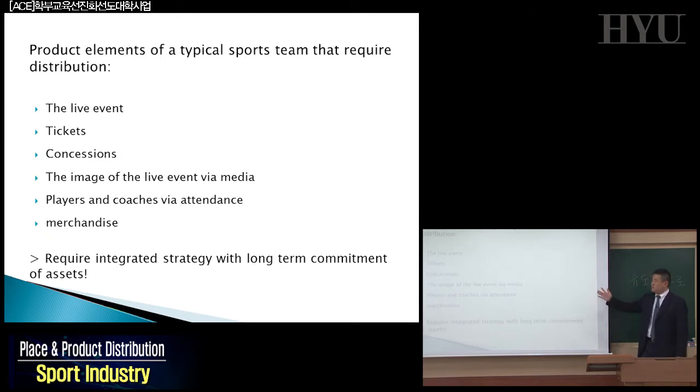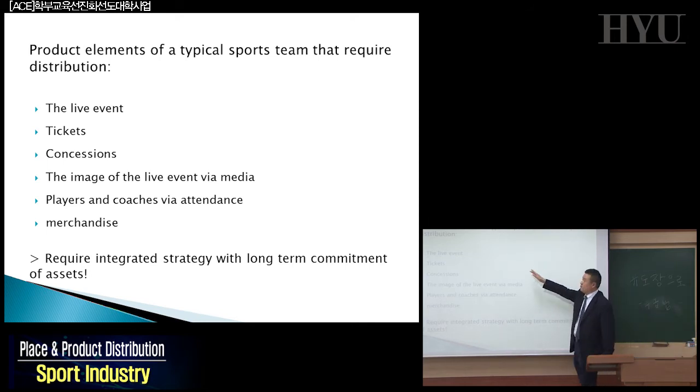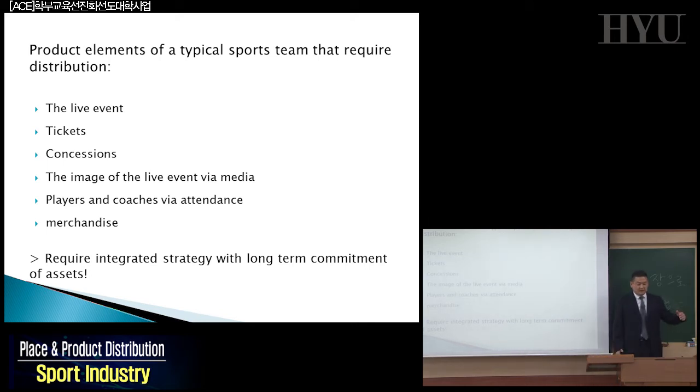The product elements of a typical sports team that require distribution. I will give you an example, right? The live events and tickets, concessions, the image of the live event via media, players and coaches via attendance, and merchandise. That kind of thing is the product elements of a typical sports team that require distribution, okay?